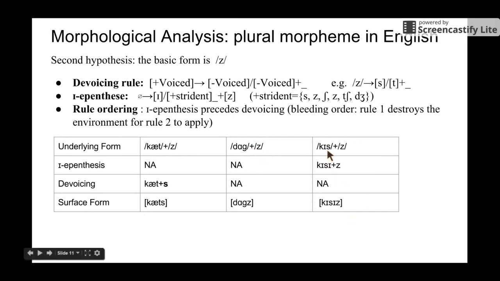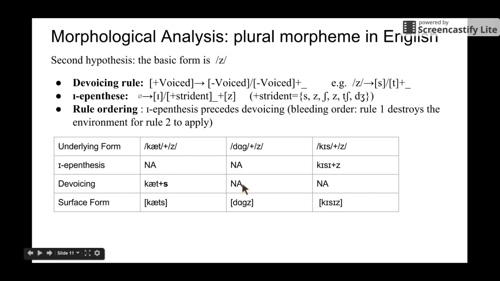However, for this one, we have the strident, right? S sound is one of the stridents, and we have z sound. In between, we should insert a vowel. Okay, now we derive kisses. And then we have the devoicing rule. Devoicing rule applies for this one because this is the right environment. With a minus voiced sound, we have t, right? Then the z sound becomes s.